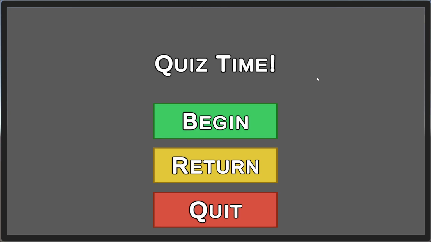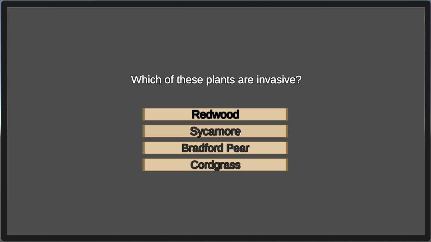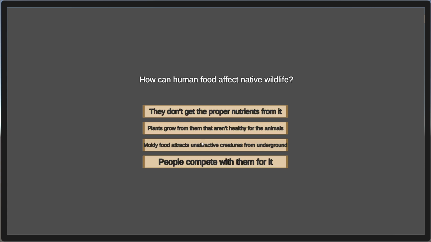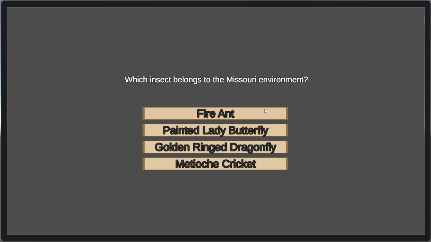And now the quiz time. So let's begin. Which of these plants are invasive? I believe it is the Bradford pear. Okay. Why is glass bad for the river environment? Oh, it doesn't biodegrade. How can human food affect native wildlife? Moldy food attracts unattractive creatures from the underground. I think we learned that in the trash collection game, that it doesn't support their diets correctly.